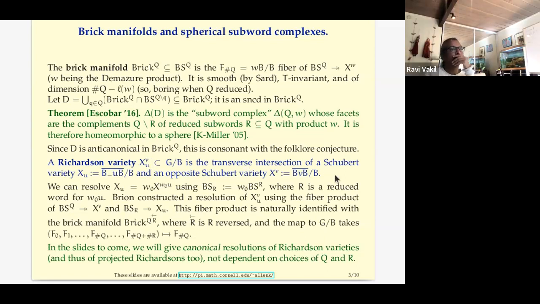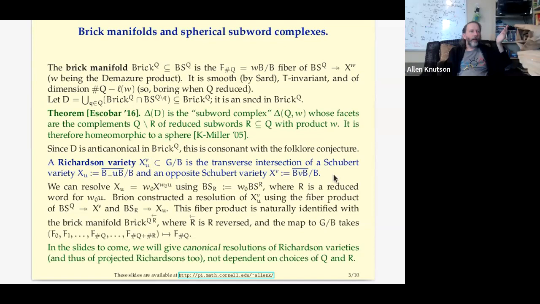So we know how to resolve this guy and we know how to resolve that guy. This one I said, let's use a Bott-Samelson. And this one, you could just take a Bott-Samelson and multiply it on the left by W naught so that it maps in B minus equivariantly instead of B equivariantly. And Brion observes, well, these guys are transverse, so those maps are transverse. So take the fiber product of these two maps, and you end up with something that gives you a resolution of singularities of the Richardson.